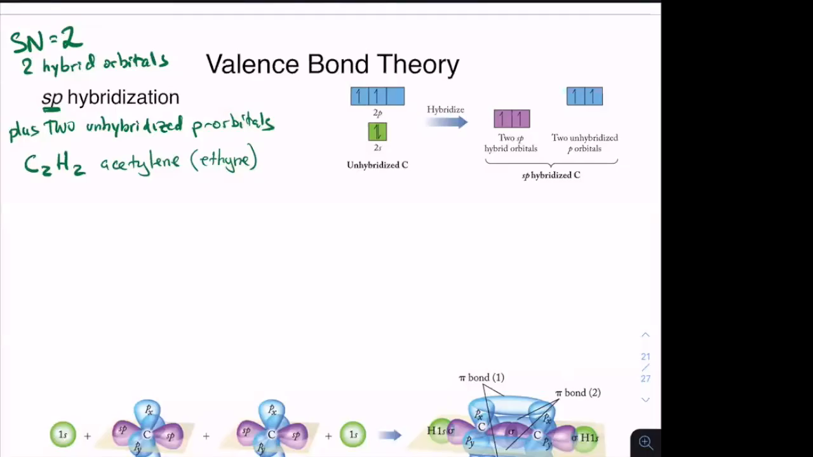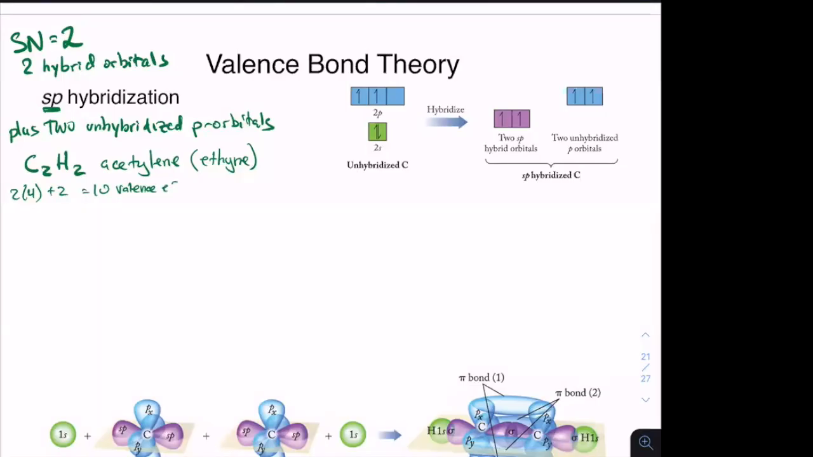So let's go and build a Lewis structure. We know how to do this. Carbons have 4 valence electrons, and there's 2 carbons. So that's going to give me 2 times 4, that's 8, plus 2 electrons coming from each of the hydrogens. So that's going to give me 10 valence electrons.